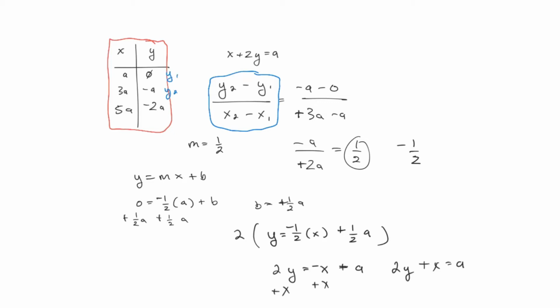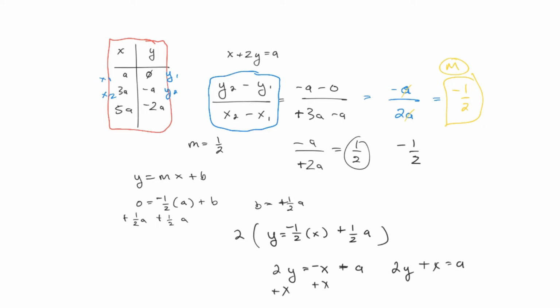I did negative a minus 0, and I got negative a. And then I did x2 minus x1, 3a minus a, and I got 2a. Now, if I were to reduce that, I would cancel out the a's, and I'm left with negative 1/2. That's my slope. That's my m. I'm well on my way to answering this question.